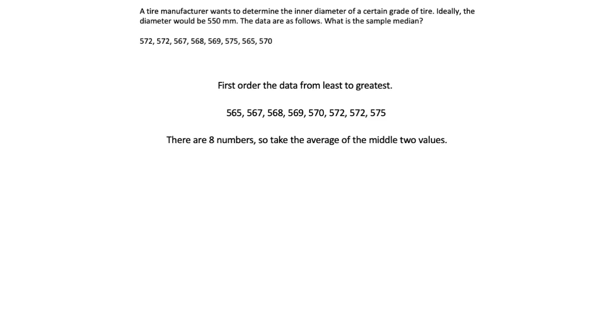A tire manufacturer wants to determine the inner diameter of a certain grade of tire, and we have the data here. What is the sample median? In order to determine the sample median, we have to order these from least to greatest. When we do that, we get this list. Since there are 8 numbers, in particular an even number, we have to take an average of the middle two values. We get 569 plus 570 divided by 2, which is 569.5.